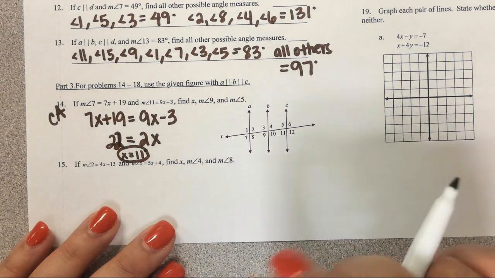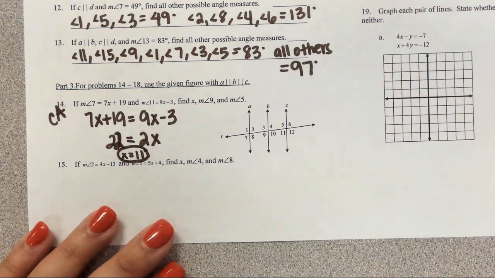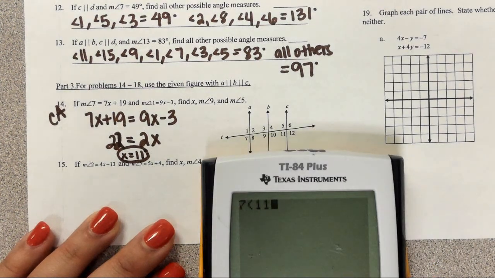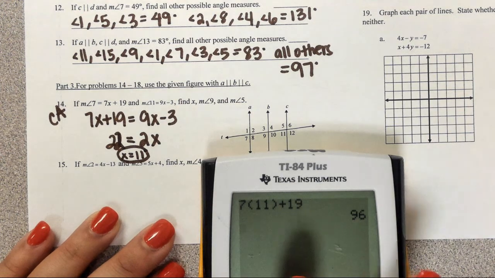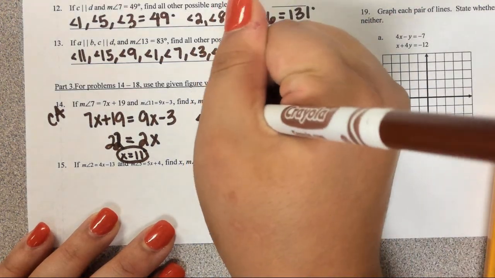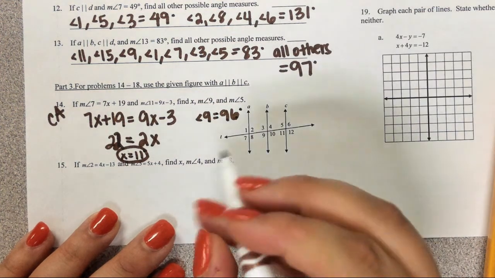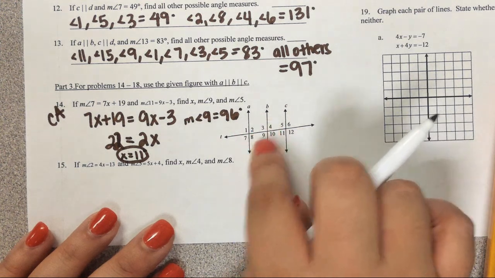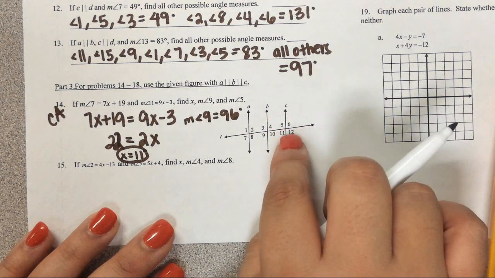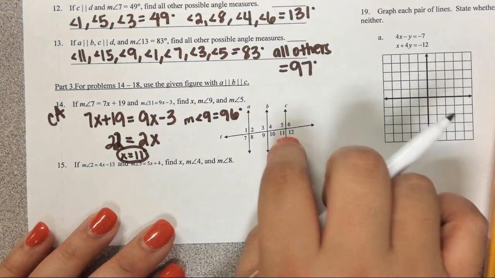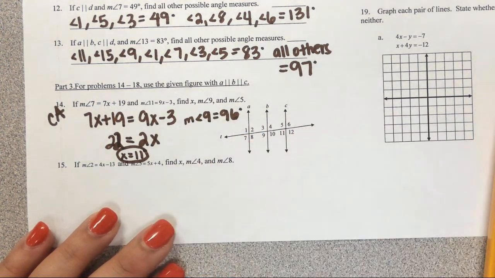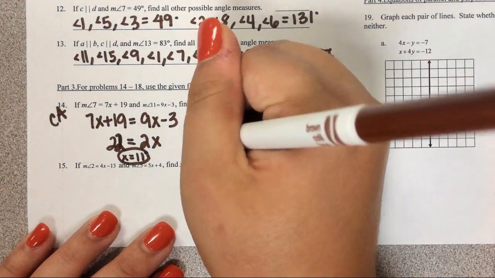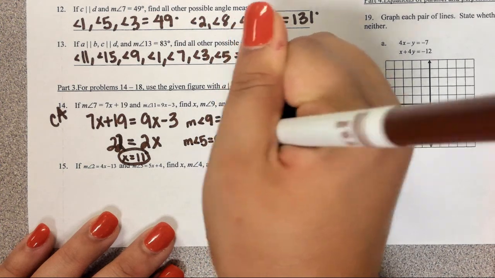Now I want to know angle 9 and angle 5. Well, angle 9 is just like angle 7 because they're corresponding angles. So I can just plug into 7. And my angle 9 is 96 degrees. For angle 5, compared to 11, that's the linear pair with 11. So remember, 11 and 7 are the same, so I can just subtract that from 180, and angle 5 will be 84 degrees.